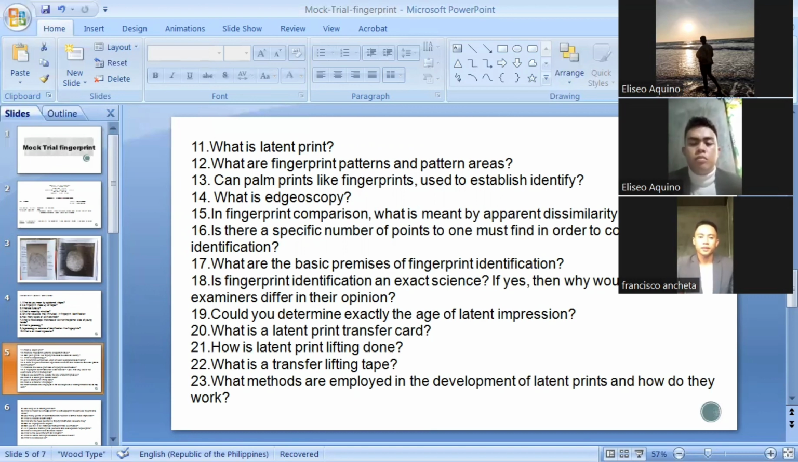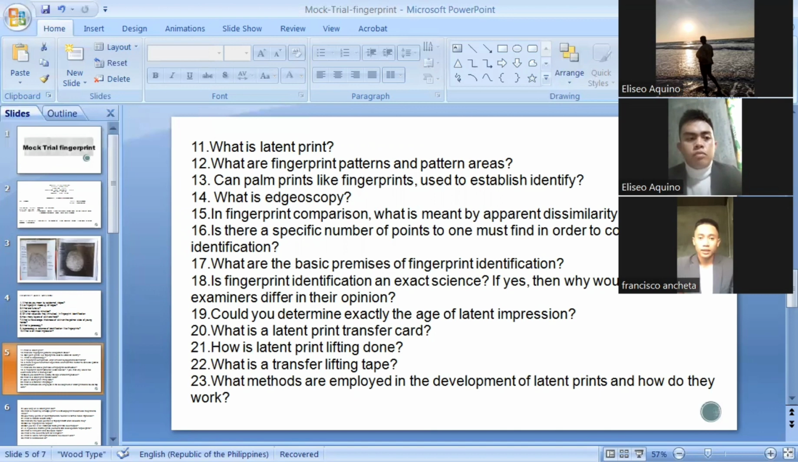What are fingerprint pattern areas? So the pattern area is the part of a loop or whorl in which appear the core and deltas, with which we are concerned in classifying. The pattern areas of loops and whorls are enclosed by type lines.